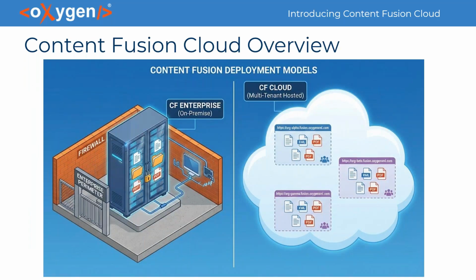First of all, to show you in a single picture how this cloud version relates to the enterprise version: in the enterprise, you basically use the Content Fusion installation kit and you install it inside the firewall of your company in an internal network. While in the cloud, you basically have a virtual sandbox for each organization.